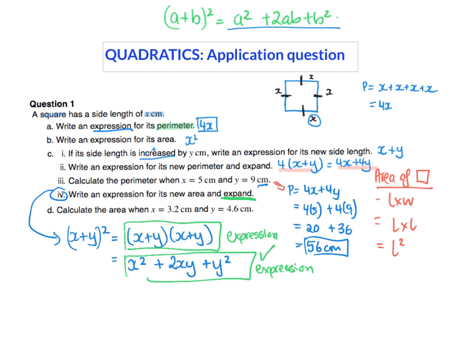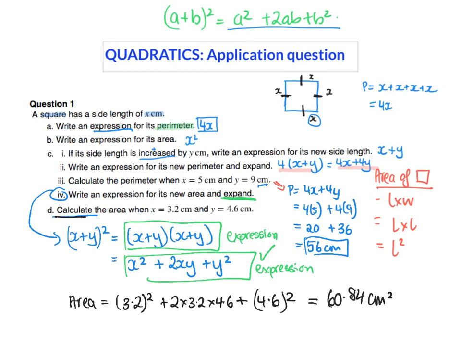All right, and then it just says calculate the area when x equals and y equals. So when we go to calculate the area, we'll just substitute that in. So you can do this on your calculator. So it would be 2 times 3.2 times 4.6 plus y squared, which is 4.6 squared. So you can do that on your calculator and get the answer. Okay, so just be careful. Remember to write the units correctly.